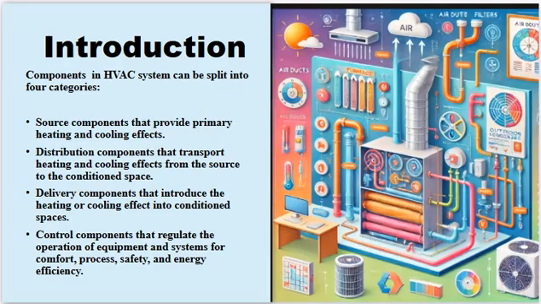Control components: and finally, we have control components. These are like the brains of the system, making sure everything operates safely, efficiently, and maintains just the right level of comfort. Examples include thermostats, sensors, and advanced control systems. These 4 types of components: source, distribution, delivery, and control work hand in hand to keep our homes, offices, and factories at just the right temperature, saving energy and ensuring comfort every day.